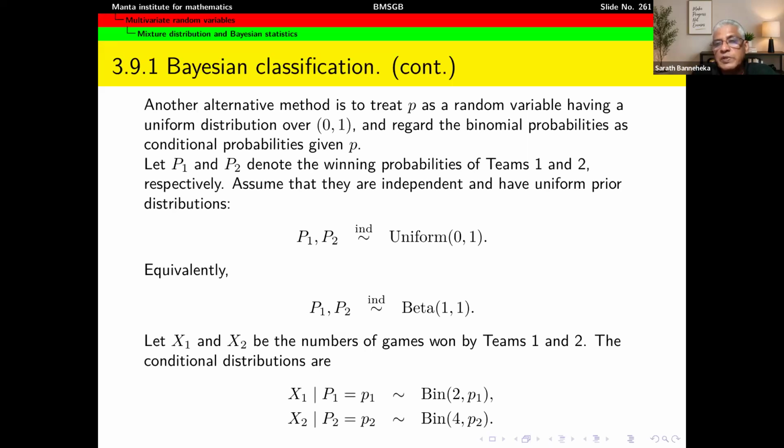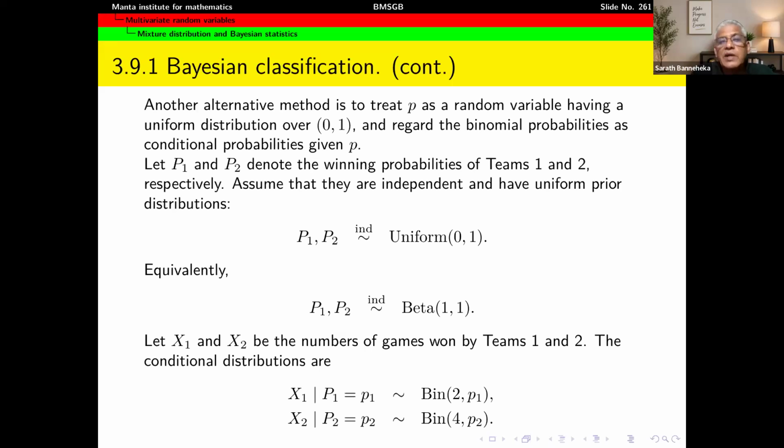Earlier, we denoted them by simple P1 and simple P2. They were considered as constants. I would have used Greek letters instead of P1 and P2 because they are unknown constants also. But again, the book is using P, therefore I used P. But here I have been careful to distinguish them as, in the previous situation, a constant and now a random variable. So let P1 and P2 denote the winning probabilities of teams 1 and 2 respectively.